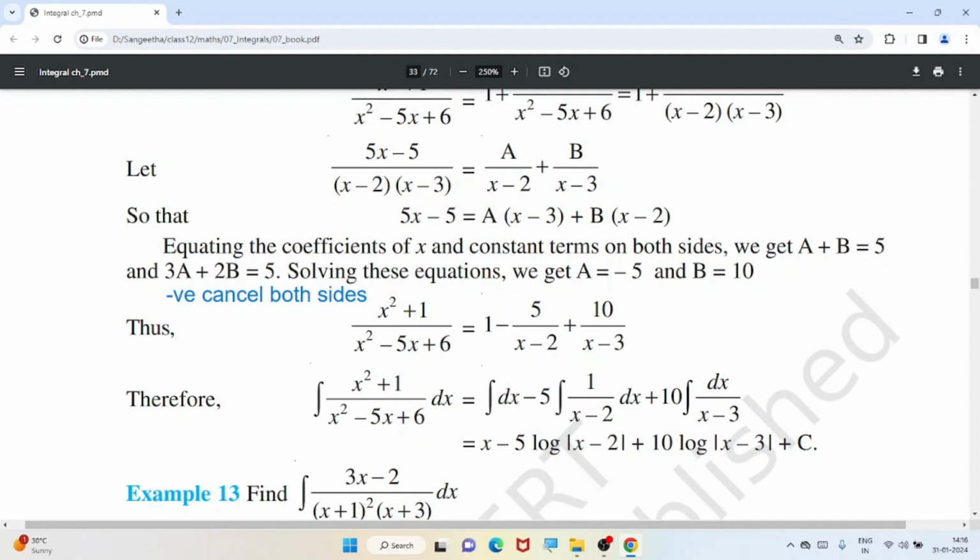So here, equating, minus 3a minus 2b equals minus 5. So you are cancelling the negative on both sides. So you will get 3a plus 2b.